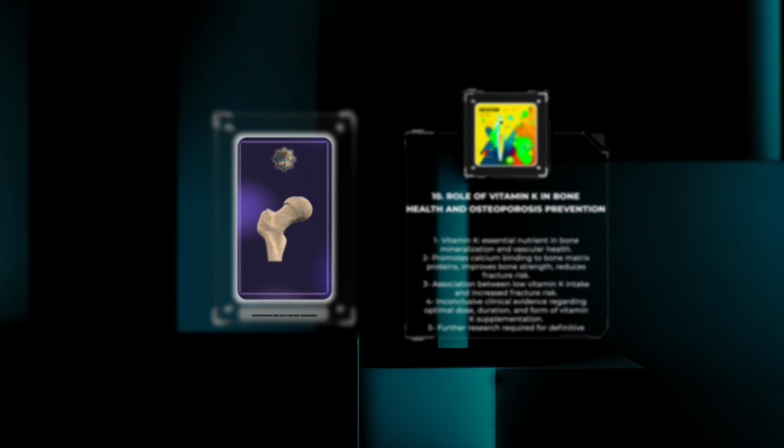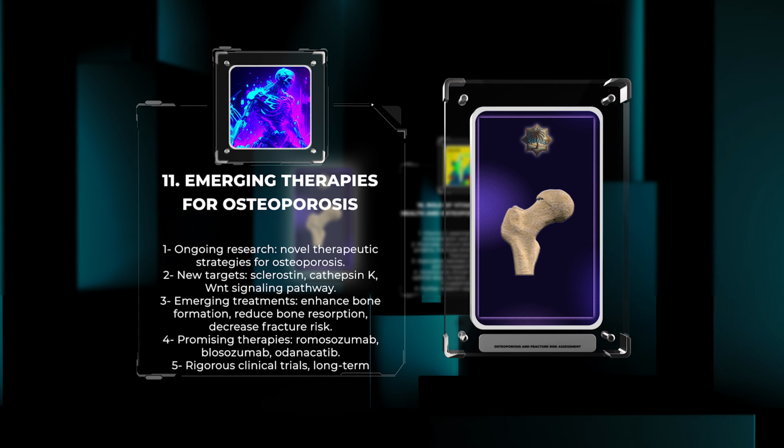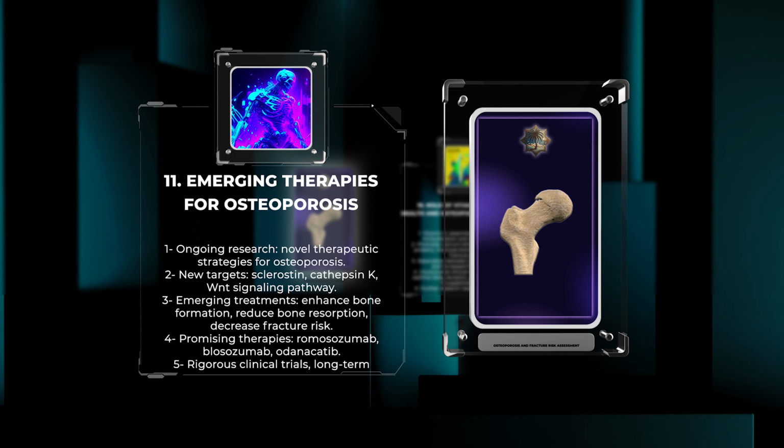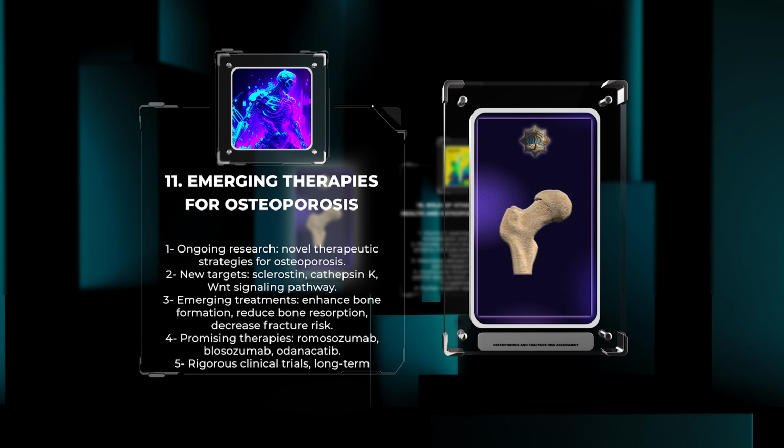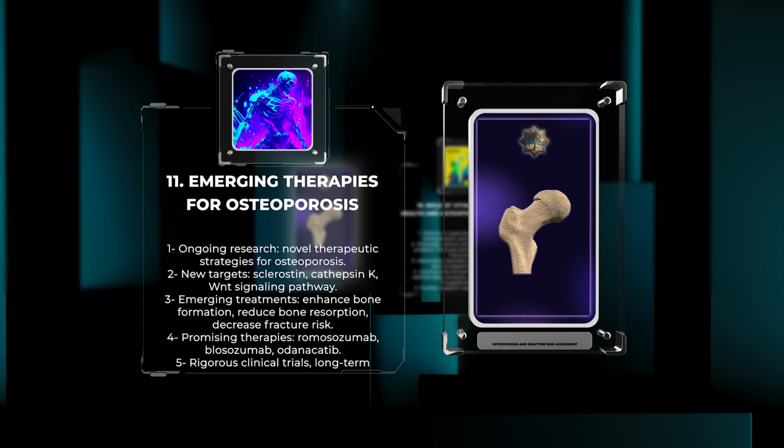Despite the availability of several treatment options, osteoporosis continues to pose challenges that necessitate the exploration of novel therapeutic strategies. Ongoing research focuses on identifying new targets, such as sclerostin, cathepsin K, and the WNT signaling pathway, to develop innovative therapies. These emerging treatments aim to enhance bone formation, reduce bone resorption, and effectively reduce fracture risk.